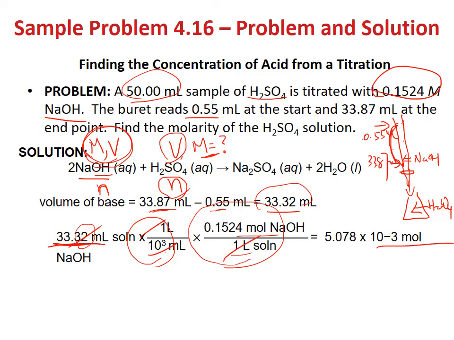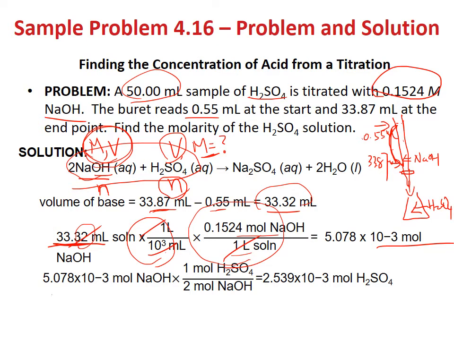Okay, now let's calculate the moles of sulfuric acid. Based on this relation, we have moles of sodium hydroxide. 2 moles sodium hydroxide is equivalent to 1 mole of sulfuric acid. So moles sodium hydroxide cancel, give you moles of sulfuric acid.